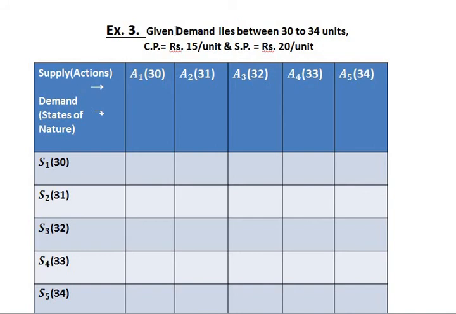Here the demand lies between 30 to 34, and hence the actions will be 30, 31, 32, 33, 34. States of nature, number of customers, may be 30, 31, 32, 33, 34. Now what is given there? The cost price is 15, selling price is 20. So profit will be 20 minus 15, 5 rupees. But loss will be 15 rupees per unit, as we assume unsold items are lost. So loss will be 15 rupees, profit will be 5 rupees.